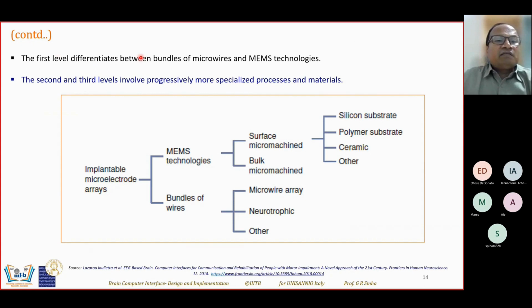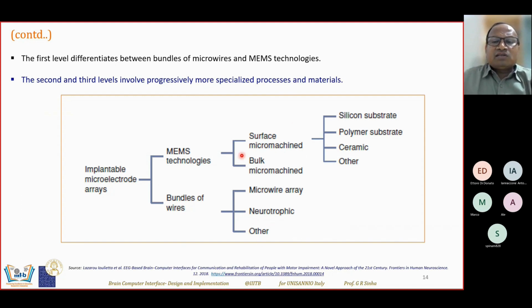The first level differentiates between bundles of microwires and MEMS technologies. This is one diagram actually. It is talking about the first level between the bundle of microwires and MEMS technology. So implantable arrays, which can be implanted inside the brain, are of two types, either MEMS or bundle of wires. And then they are further divided. Look at surface micro machine, bulk micro machine, and like bundle of wires, microwire array, neurotropic array, and others.